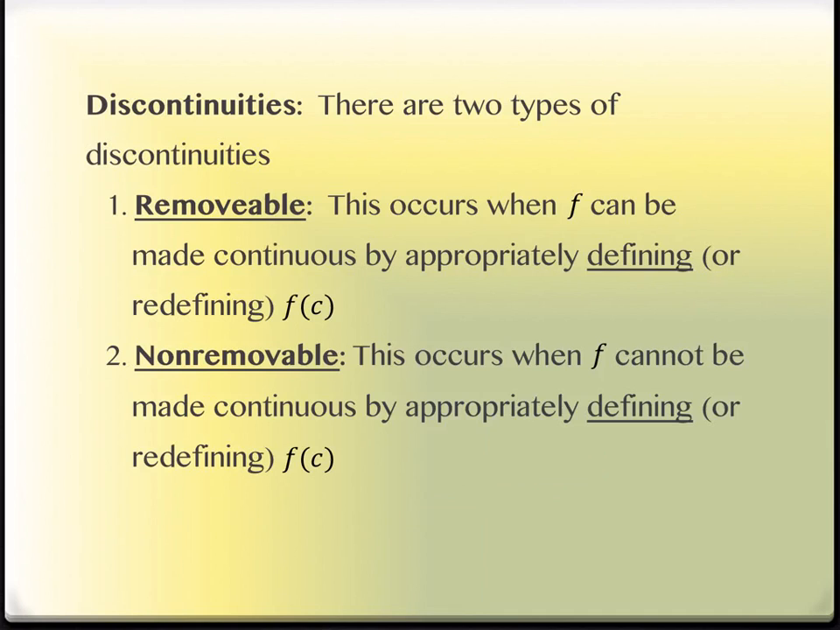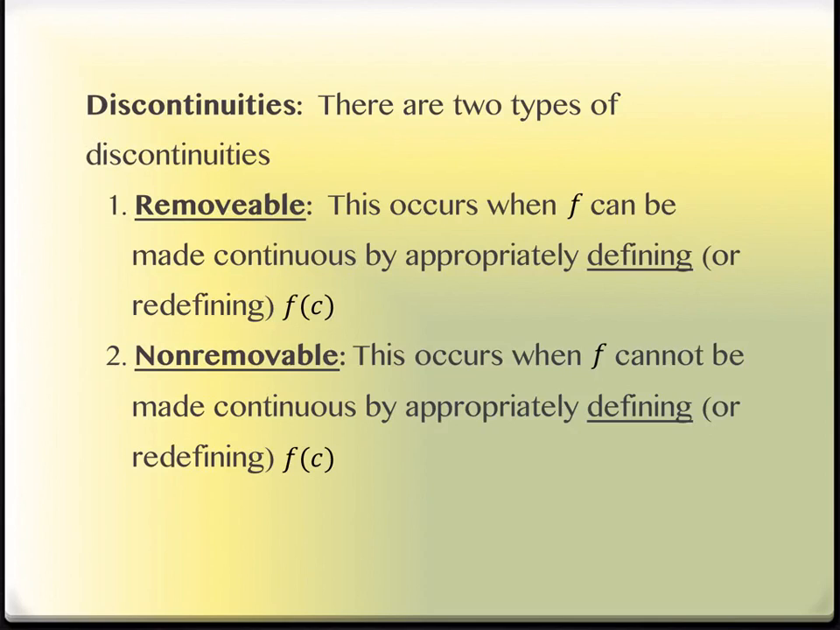They don't match. All right, let's talk about these discontinuities then, because we've talked around them, but we haven't actually defined them this way. There are basically two types of discontinuities. One is called removable. This occurs when f can be made continuous by appropriately defining or redefining f of c. And you have non-removable, and this occurs when f cannot be made continuous by appropriately defining or redefining f of c. So I want to talk visually about what these actually look like when you have one or the other of them.